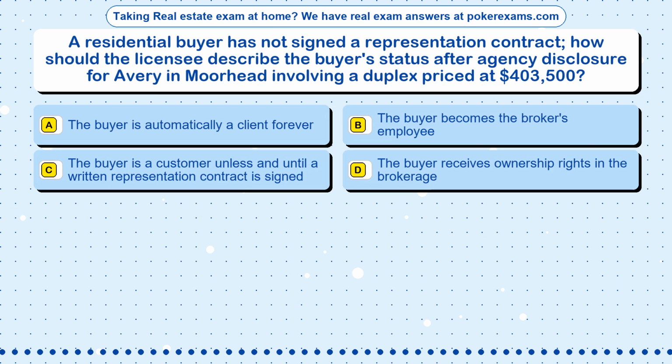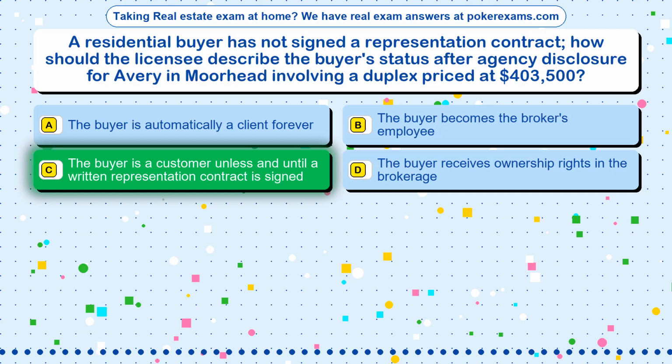Question 75. A residential buyer has not signed a representation contract. How should the licensee describe the buyer's status after agency disclosure for Avery in Moorhead involving a duplex priced at $403,500? Option A. The buyer is automatically a client forever. Option B. The buyer becomes the broker's employee. Option C. The buyer is a customer unless and until a written representation contract is signed. Option D. The buyer receives ownership rights in the brokerage.